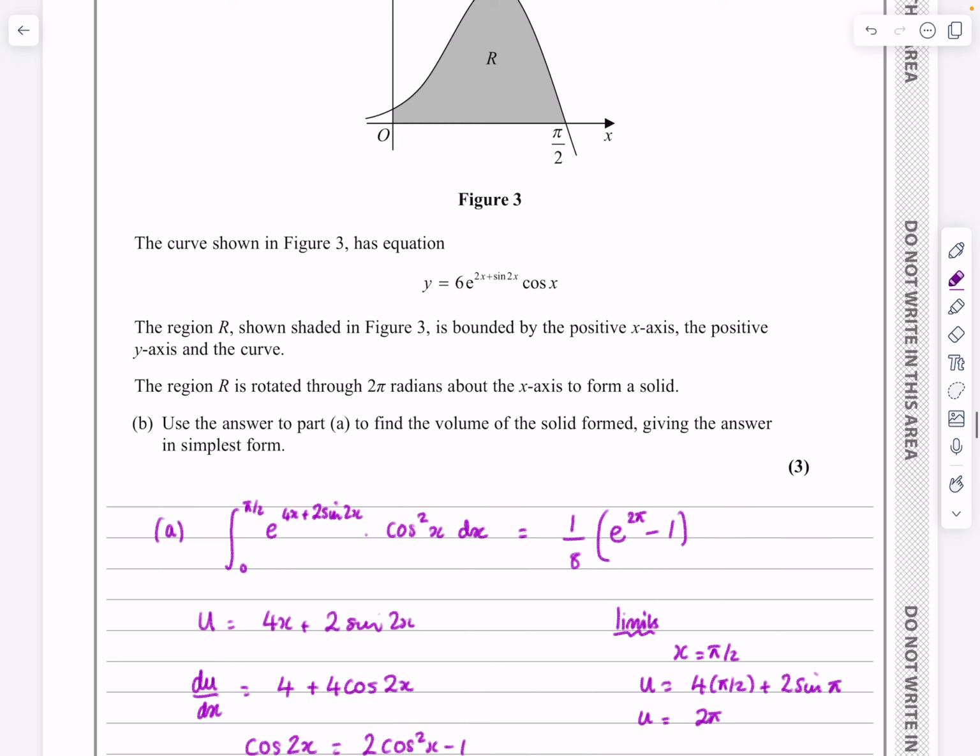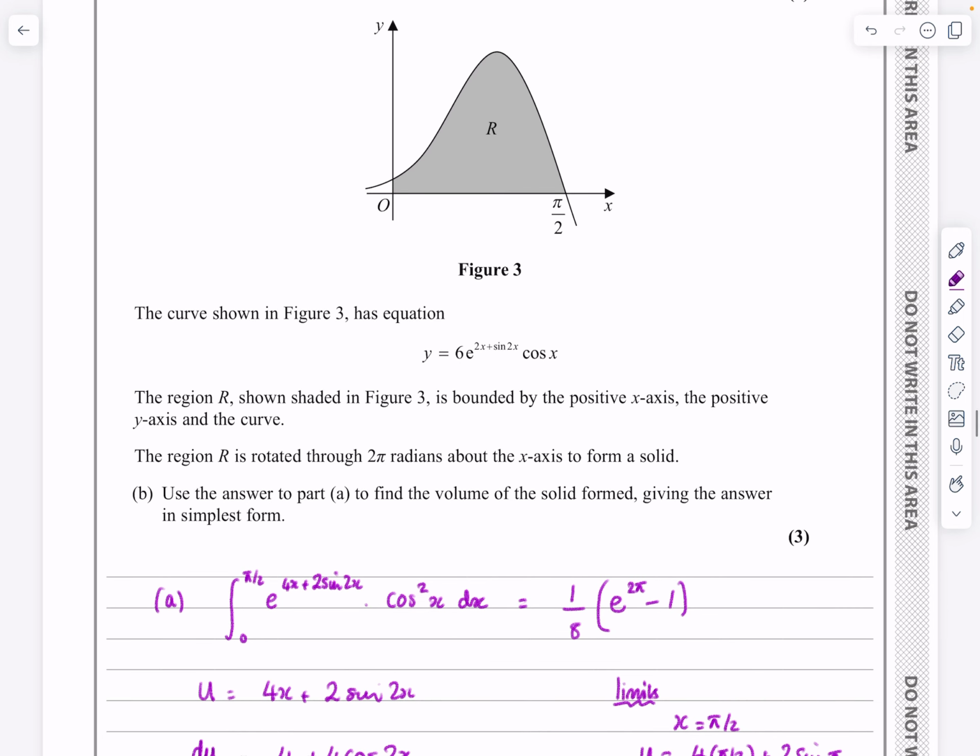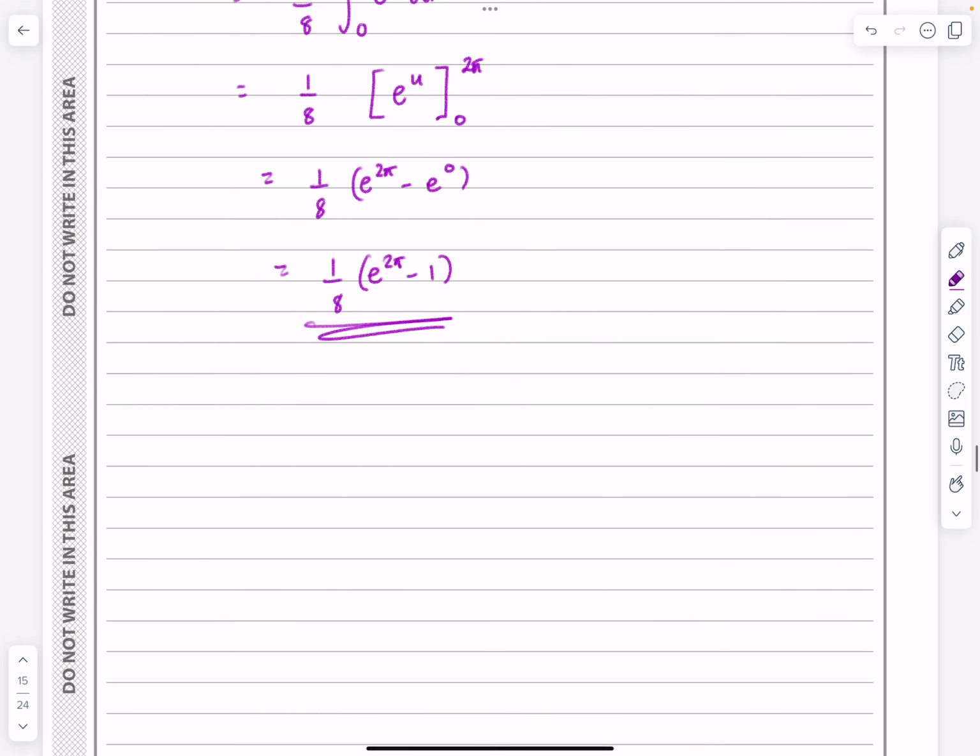Second part says this area is going to be rotated about the x-axis. We're going to have this sort of volume of revolution here. We're going to be rotating about the x-axis, and it says find the volume of the solid formed. It's just straightforward. It isn't anything too complicated, but it is worth having a quick look to make sure. The volume is just going to be the integral between 0 and pi over 2, they were the limits, of pi y squared dx.